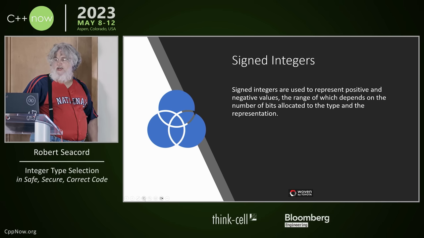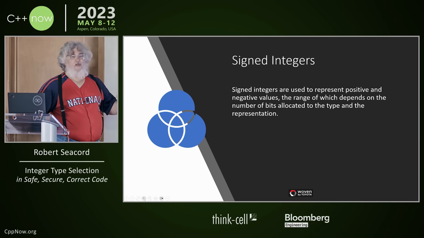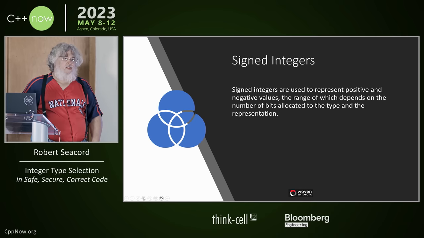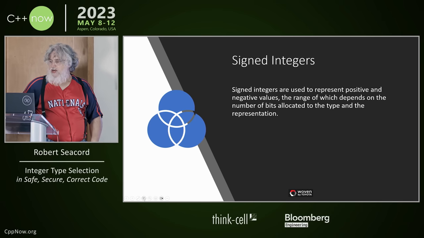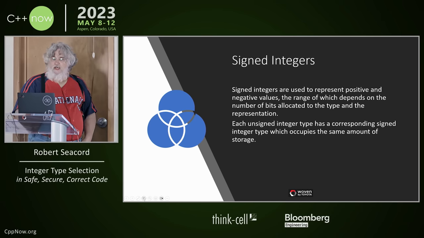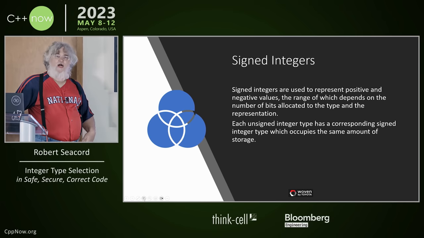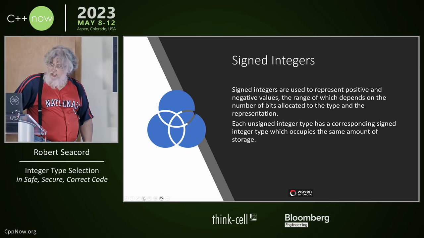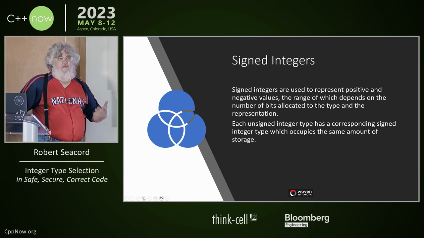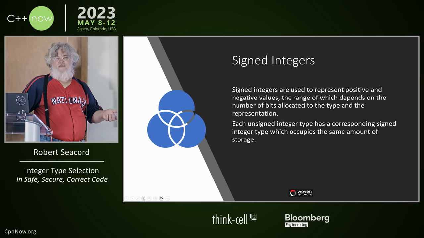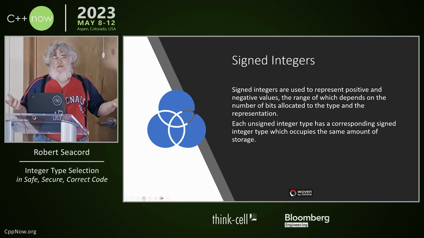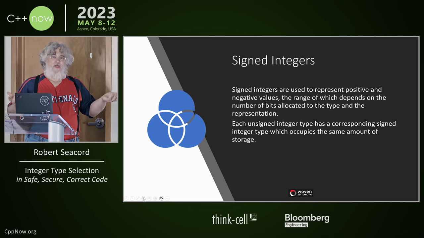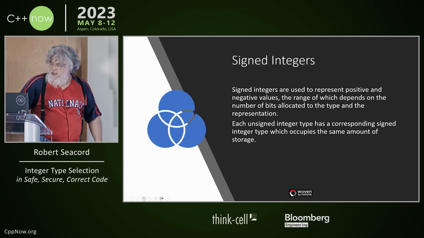It wasn't too long ago that signed integers could be represented by two's complement, one's complement, or sign and magnitude. More recently, that's been restricted to two's complement. So each unsigned integer type has a corresponding signed type that occupies the same amount of storage. So that's a nice thing to have. When you read through the standard and look for guarantees, there are really very few guarantees that are made. So the fact that there's a guarantee here that the corresponding signed and unsigned types take the same amount of storage, that's great. Something you can actually depend upon. So it's always nice to know.